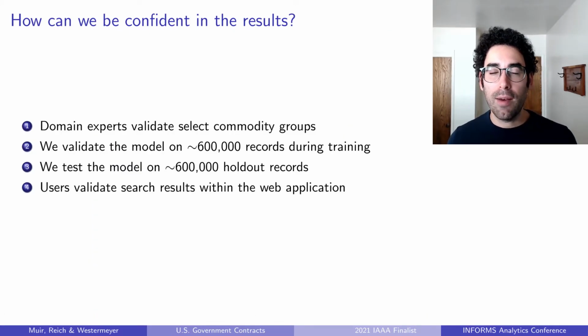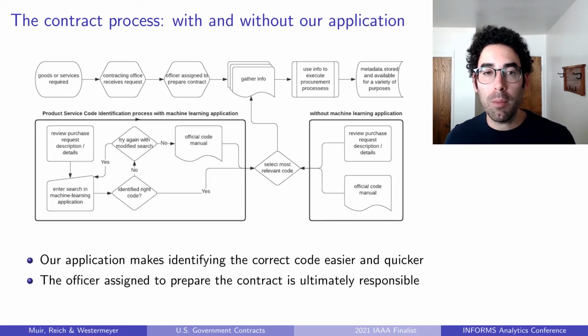So how can we be confident, though, that the results returned are the right results? Well, one, domain experts have validated some of the commodity groups. Through our machine learning modeling, we validate the model on about 600,000 historical records during training, and then we test the model on an additional 600,000 holdout records after training is complete. So those both give us confidence that the model is effective in identifying relevant codes. The other way that we collect information on this is, as you saw, users can validate search results within the web application, so we can get feedback.